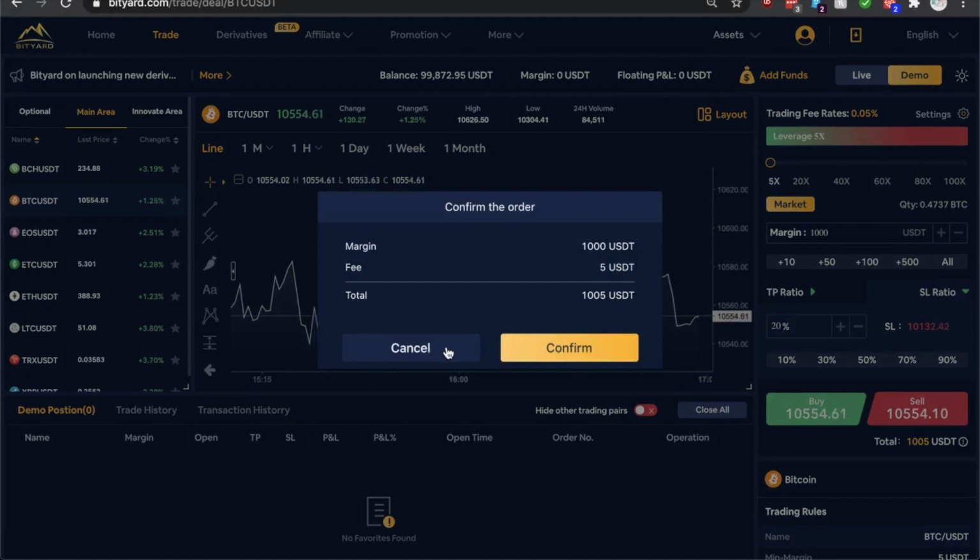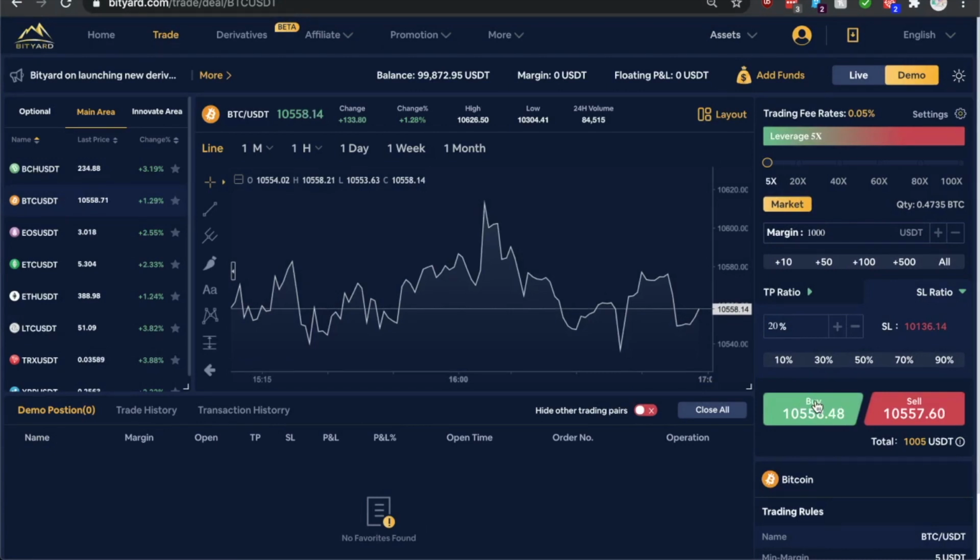And then if it goes below that when I enter my long by clicking on this buy button, then the stop loss will trigger and close that contract. It's pretty similar to all the different concepts, but this is how it works in the contracts trading space.